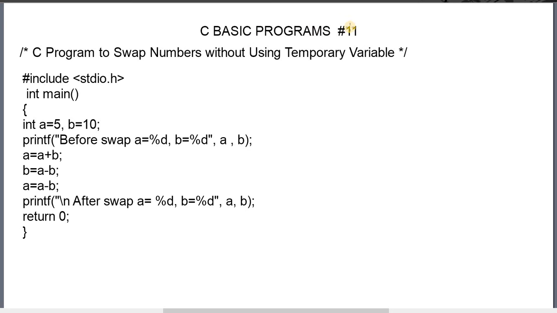C basic programs. This is part 11. Let me explain the code to swap two numbers without using a temporary variable. Without taking help of a third variable, we have to interchange the two values from two variables.